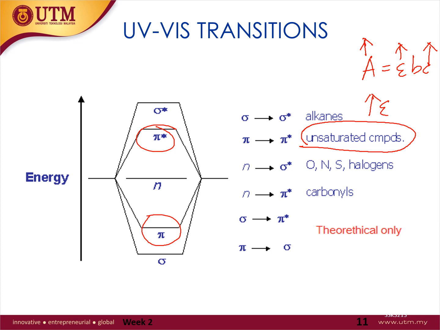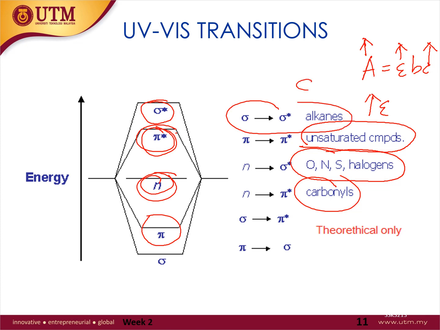And then we have n, and it can go up to the anti-bonding sigma star, whereby it is identified to O and S or halogens, okay, for organometallic. Then we have a carbonyl going to pi star over here, and then we have alkanes. Alkanes means single bonds only. So this is sigma to sigma star. You see the energy is really high. Okay, pi to pi star.